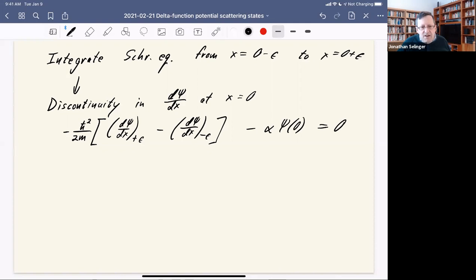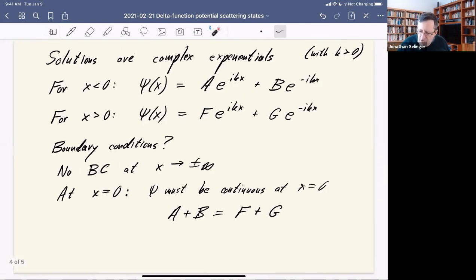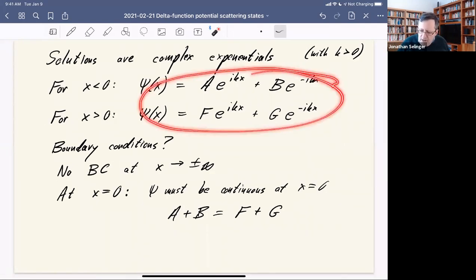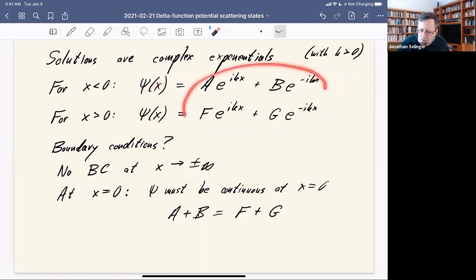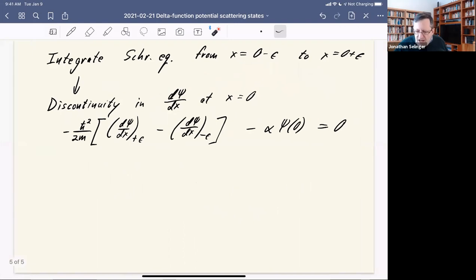Last week, we plugged in the bound state wave function as the psi. Now let's plug in this other expression for the wave function. We're going to plug in the derivatives of that on the positive side and the negative side.